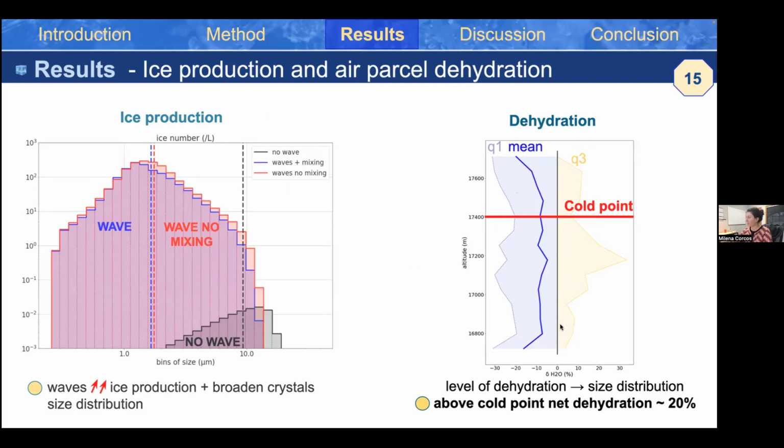So we can see that the mean effect of the waves is to dehydrate the air parcels of around 5%. But this dehydration becomes more systematic above the cold point, where it reaches around 20%. So that might be a clue to say that the last event of dehydration of the air parcels might actually occur above the cold point.